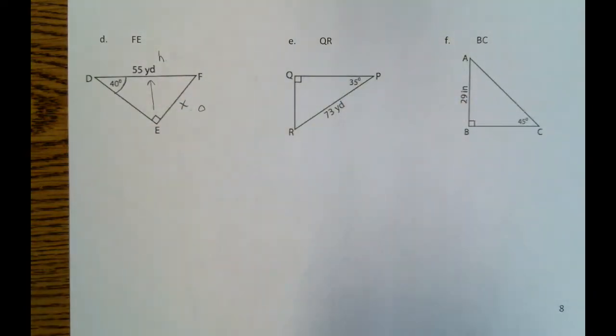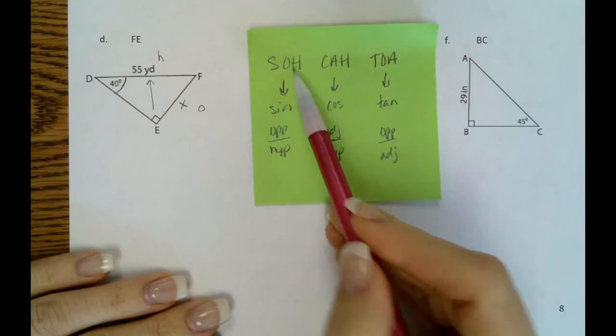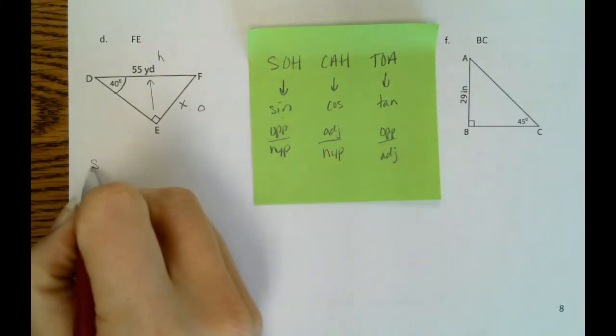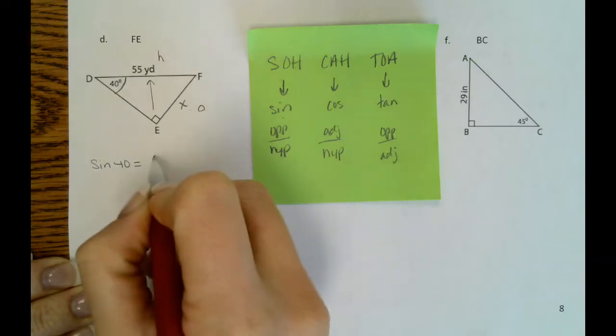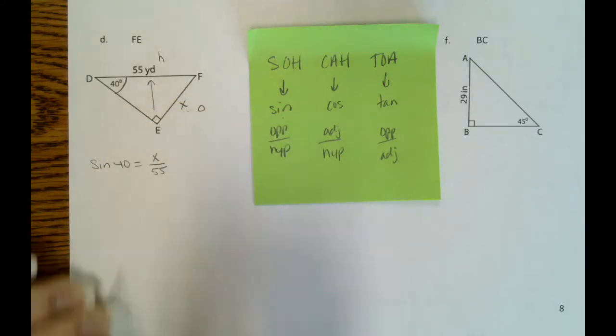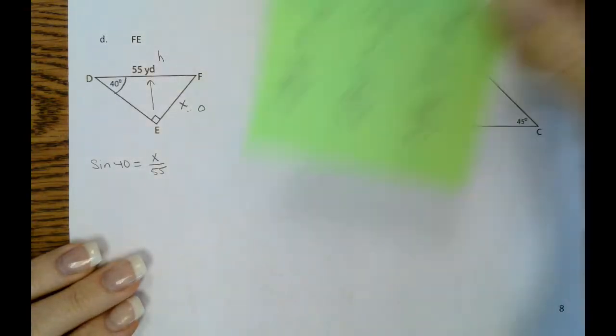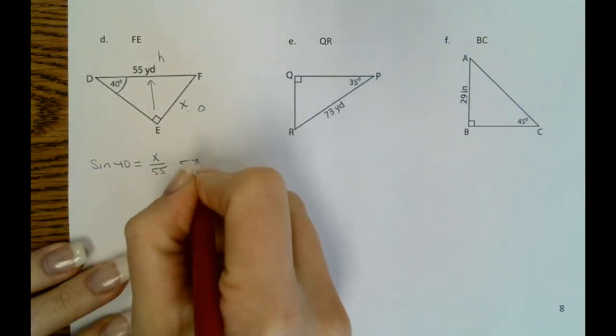So if I grab my cheat sheet here, opposite and hypotenuse is sine. So I'm going to do the sine of 40 degrees equals opposite, which is X, over hypotenuse, which is 55. Okay, and to solve for X, I would multiply both sides by 55.